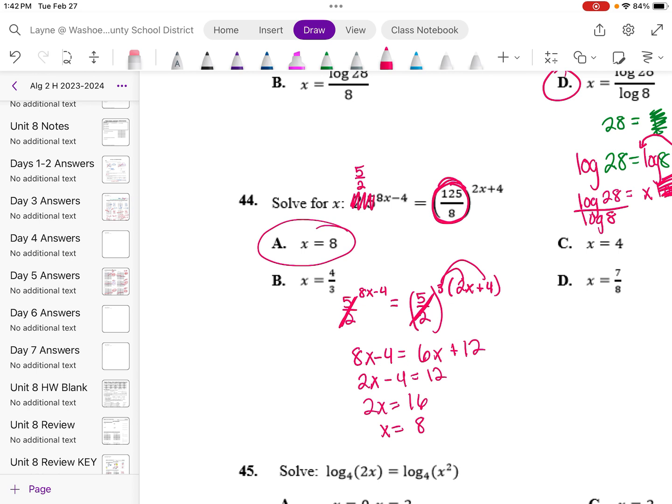On a test like this, you could always do guess and check too. Plug in those values into your calculator and see if you can get the left side to equal the right side. That's what I would do if I were stuck.